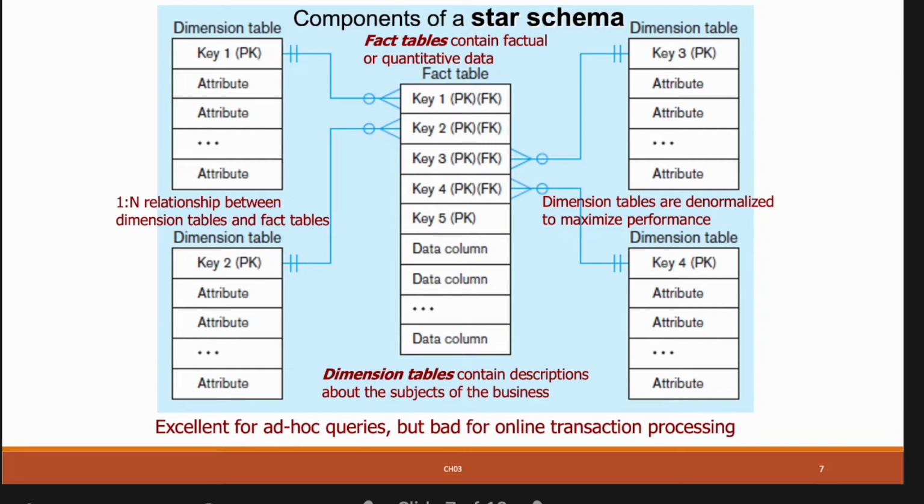Next, the fact table contains the factual and quantitative data, which is the most important thing we care about. The dimension tables include the description and subject of each business. The relationship between a dimension table and the fact table is always one to many, which means one value from the dimension table could correspond to multiple rows in the fact table.